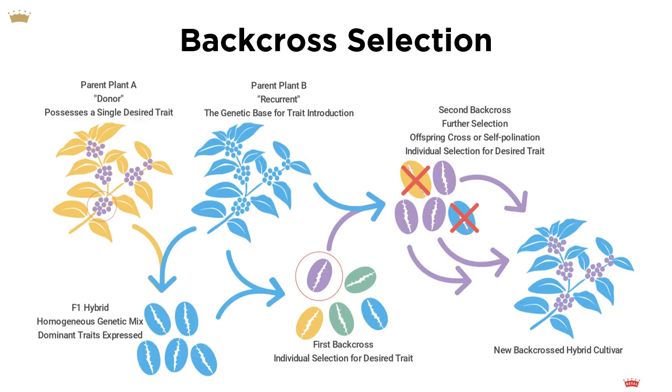An F1 hybrid of the parents will be created, and that hybrid will then be back-crossed with the recurrent parent plant B. The next offspring is then selected for the gene marker from parent A, in this case that purple seed, and then back-crossed again, repeating the process, occasionally self-pollinating the generations until the seedlings are a stable, uniform cultivar that expresses mostly parent plant B's characteristics, but with that new genetic material from parent plant A included.